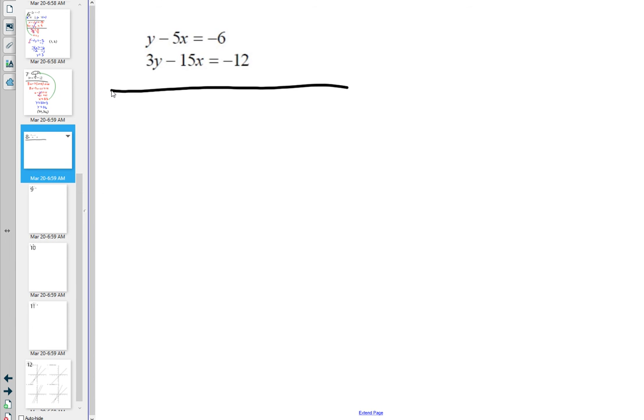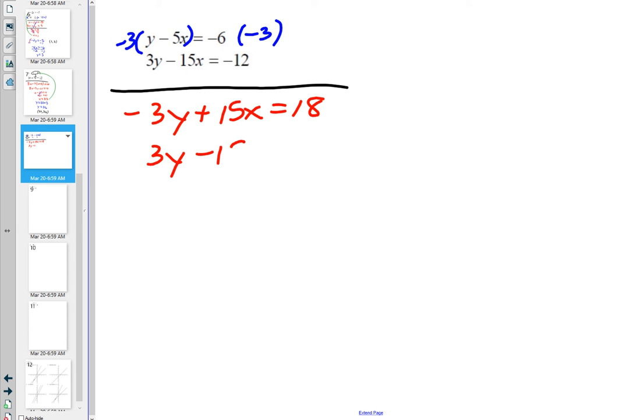Okay. Which one do you want to get rid of? You want to get rid of the y's or the x's? The x's. Okay, so if you get rid of the x's, you multiply by -3. I'll give you a little hint: if you would have picked the y's, we would multiply by the same thing, because look at what's going to happen. You're going to get -3y plus 15x is equal to 18. On the bottom, you get 3y minus 15x is equal to -12.